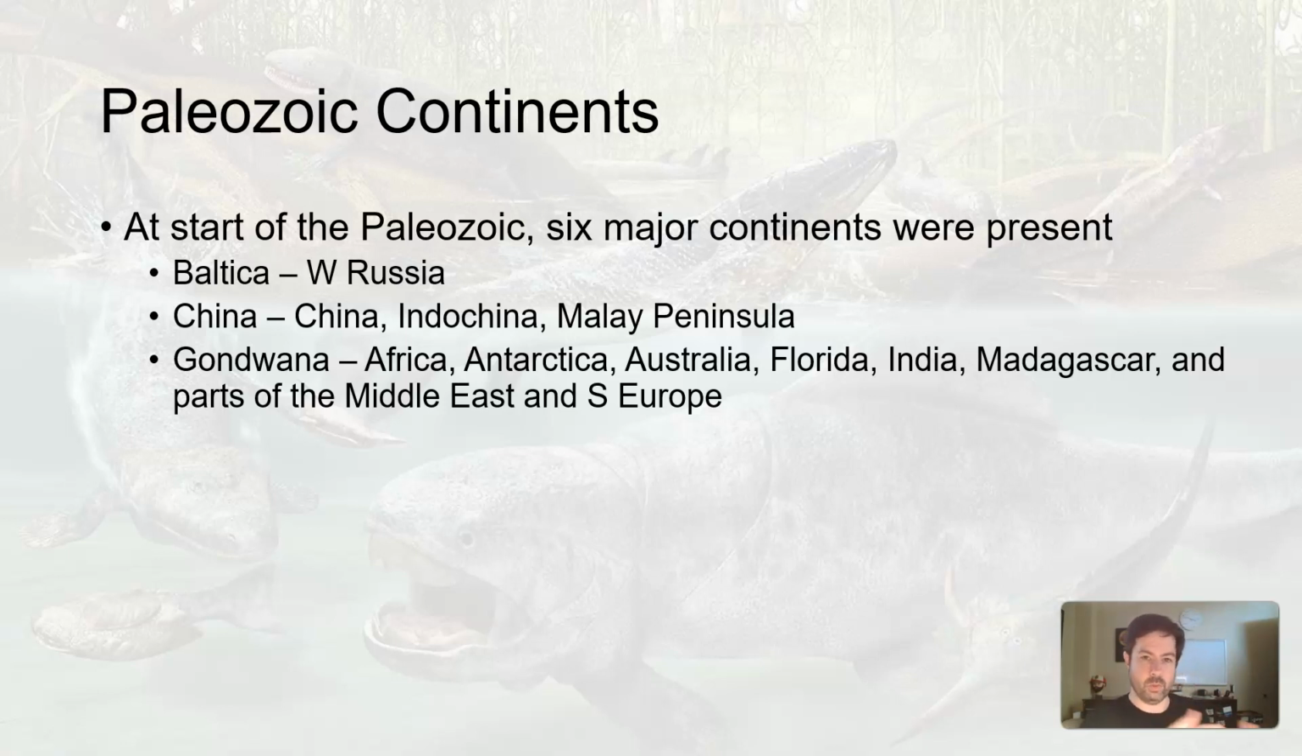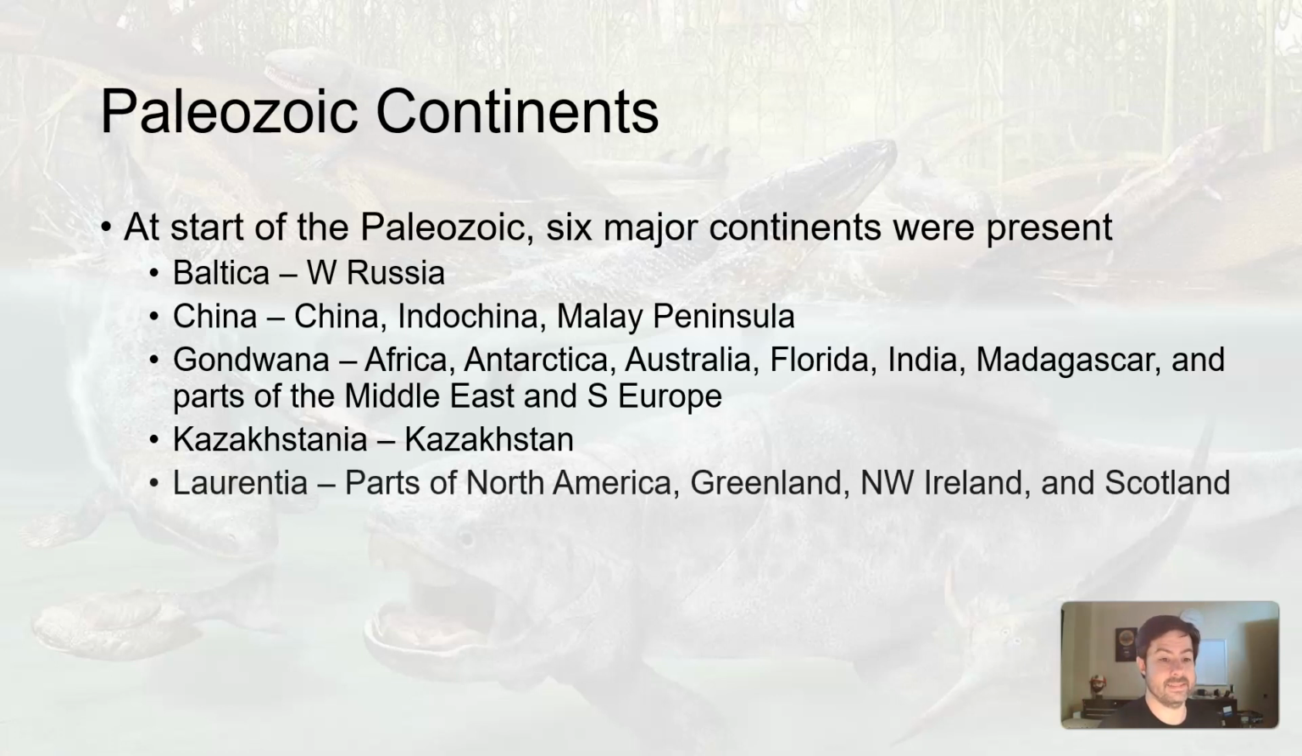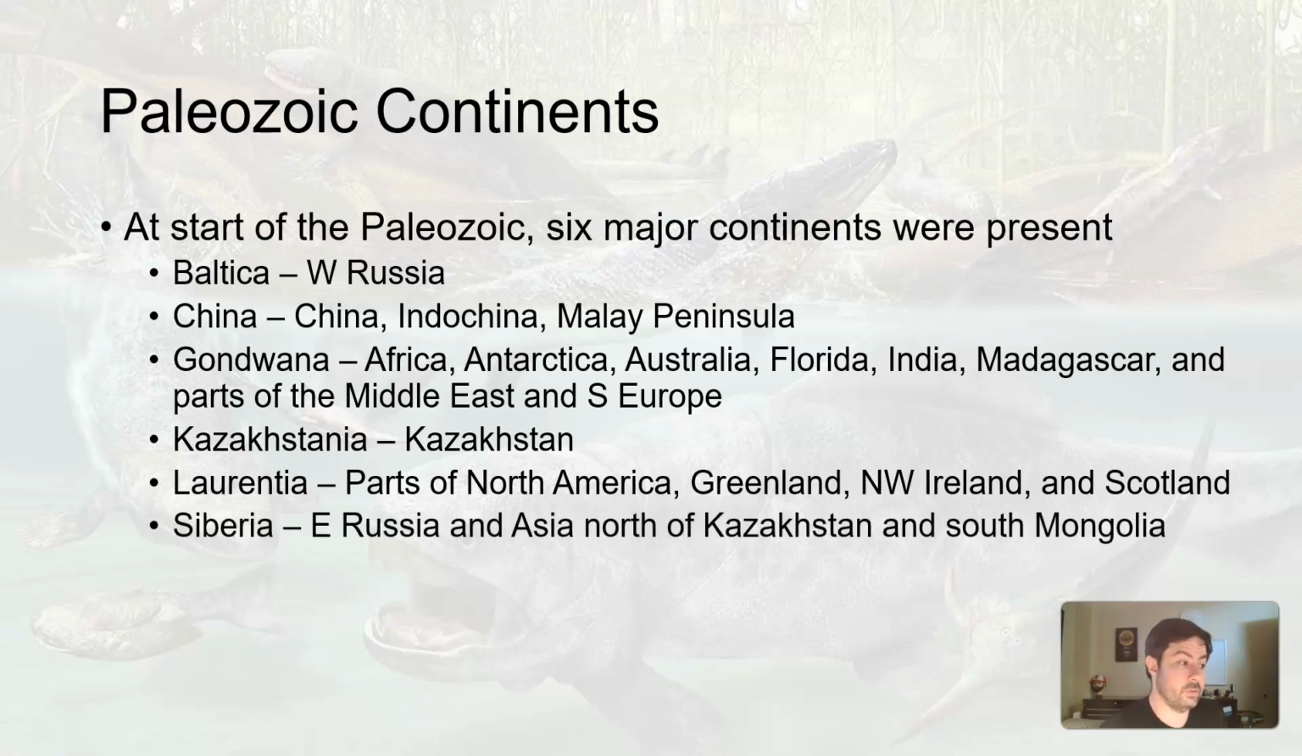So what I'm talking about is what we named these Paleozoic continents, and what areas they contain now. Which is crazy to think that Florida was once part of all of these other things in this big chunk of land called Gondwana. Get ready for this one. Kazakhstania contains present-day Kazakhstan. Laurentia, which we've been talking about, contains parts of North America, Greenland, Ireland, Scotland, and Siberia, which contains modern-day Eastern Russia, and then Asia, north of Kazakhstan and south of Mongolia.